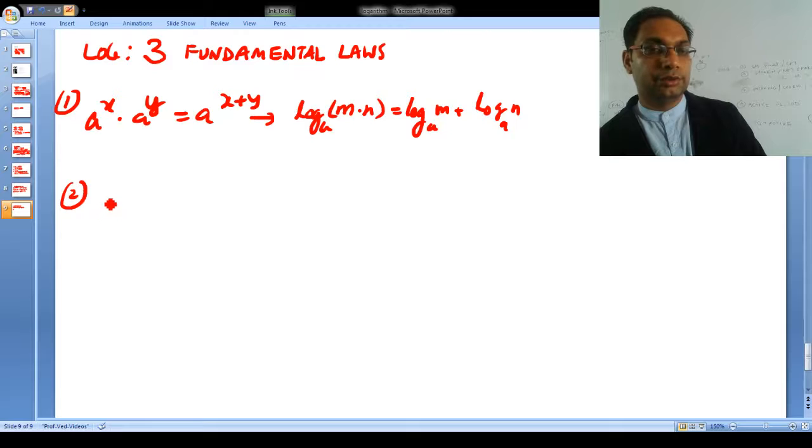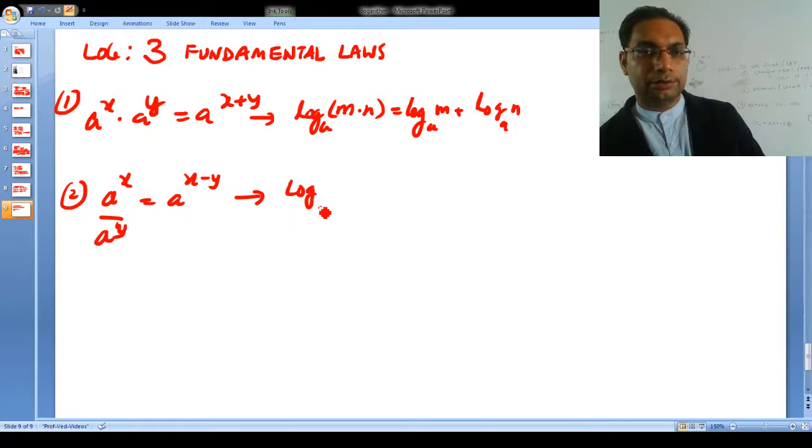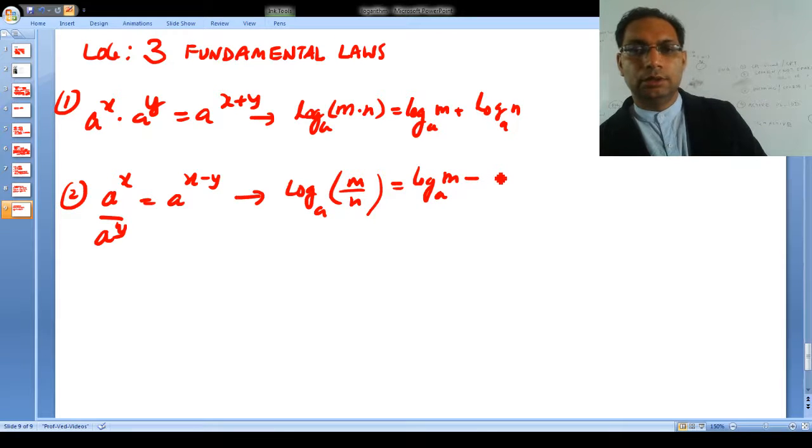Fundamental law 2 is that a raised to the power x divided by a raised to the power y. We knew that the answer was x minus y. So in the log world, the corresponding formula is something like this. If you get m by n in a log, you can write this as log to the base a of m minus log to the base a of n.